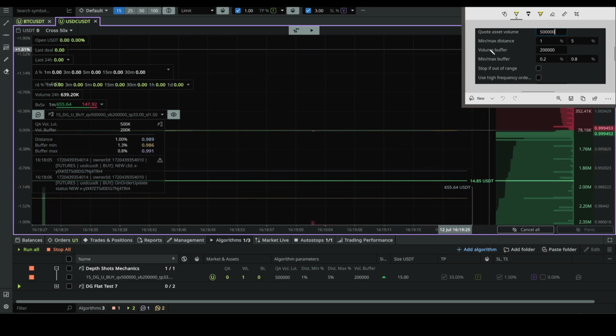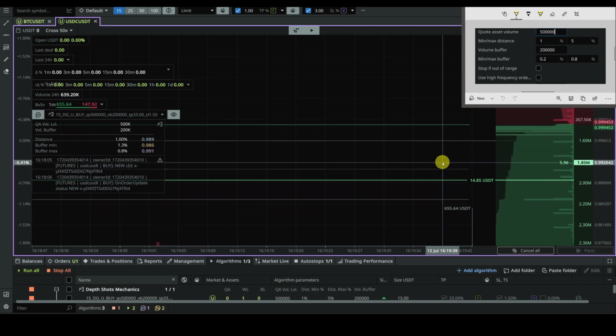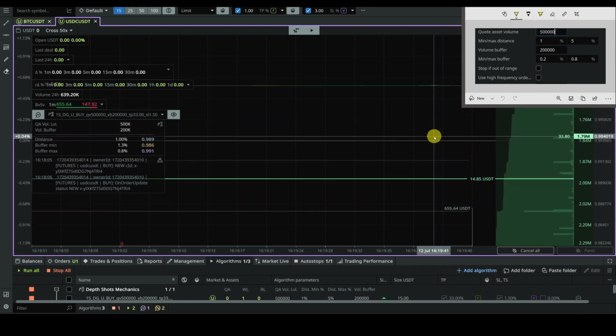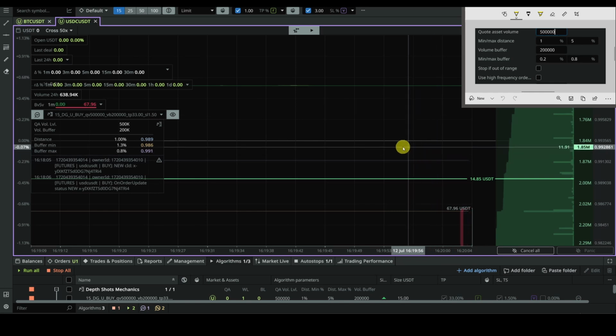It's a two-component buffer. And I got very confused by it in the previous video, or well, the last one where I was talking about depth shots. Let's first figure out with the default settings, what kind of buffer lines are we seeing. So the default volume buffer is 200K, and the minimum buffer is 0.2%, and the maximum buffer is 0.8%. Let's see what we have got right here.